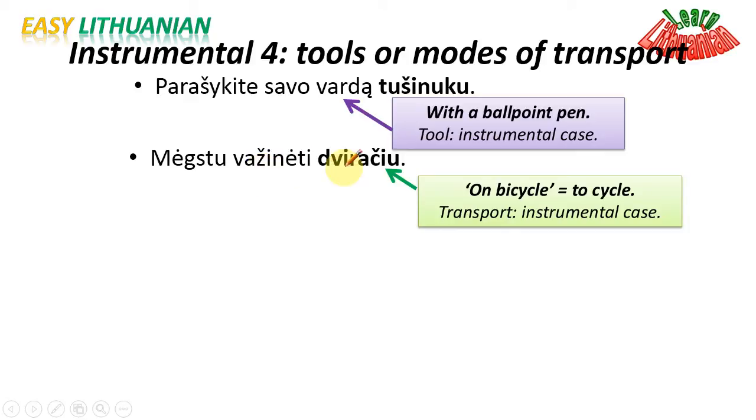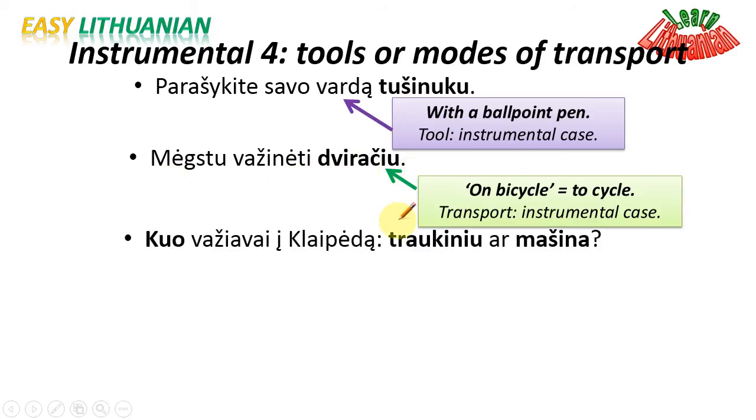So dviračiu means not by bicycle, but using a bicycle, perhaps. This is the best translation. Using a bicycle. Mėgstu važinėti dviračiu. I like to cycle. Važinėti dviračiu.